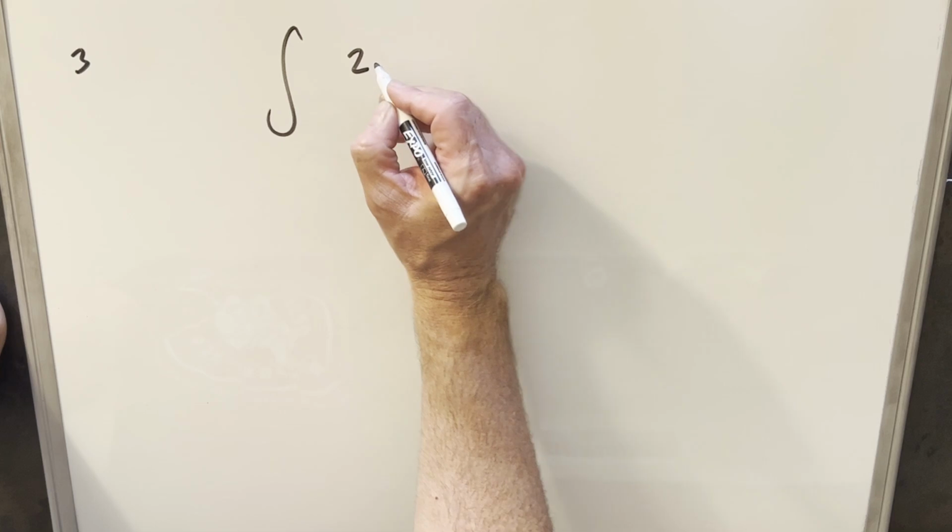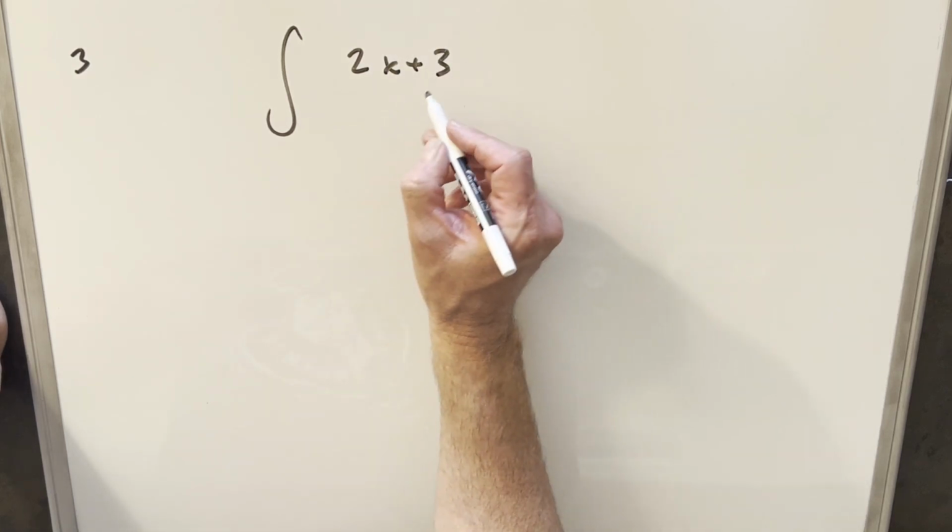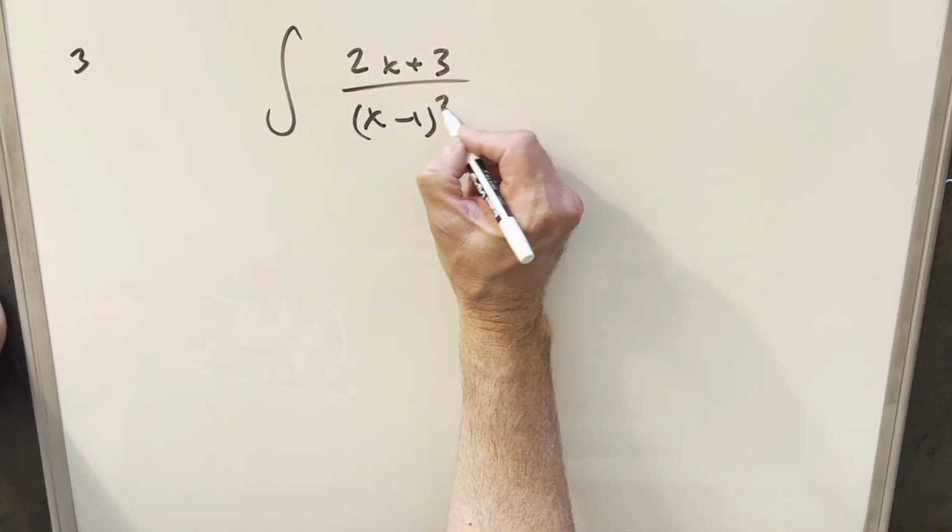So going on to number 3, I guess there's some extra time just writing down all the problems. But anyway, number 3, we have here the integral of 2x plus 3 over x minus 1 squared dx.